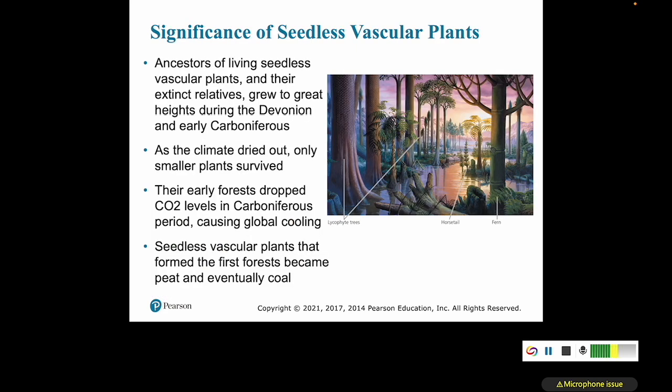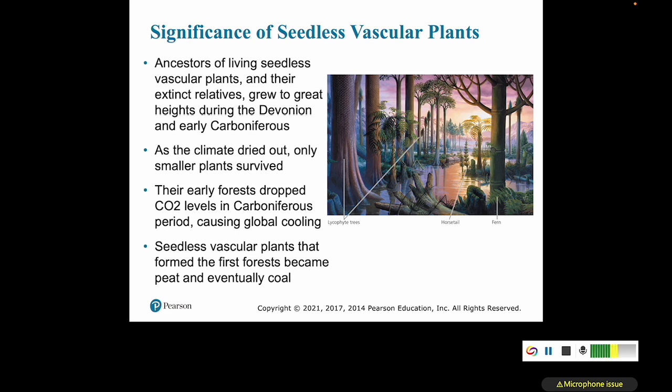So they have made a big impact on our climate. The ancestors of living seedless vascular plants and their relatives grew to great heights during the Devonian and early Carboniferous period. So this is a drawing of all seedless vascular plants. They're lycophyte trees. Today, lycophytes don't grow to this size, but at that point during the Devonian and early Carboniferous, they could. Here's horsetails, here's ferns. But as the climate dried out, only the smaller plants survived. So we only have the smaller ones living today.